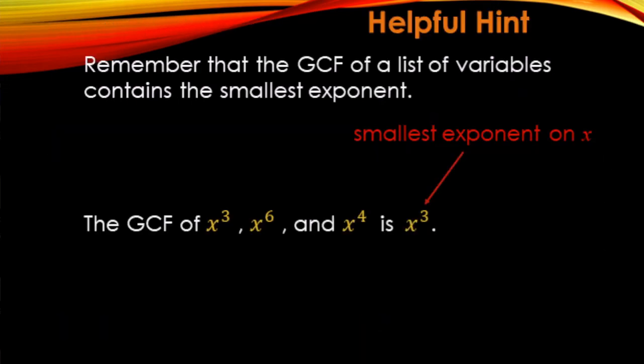Here's a quick helpful hint. When we have 3 terms, in this example here, x to the 3rd, x to the 6th, and x to the 4th, our greatest common factor of those different terms is going to be the one with the smallest exponent. So between these 3 here, the x to the 3rd would be the greatest common factor.